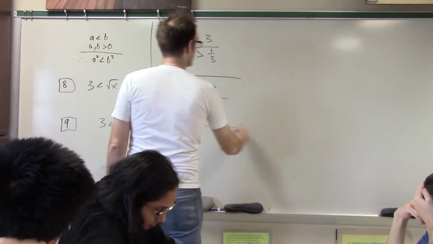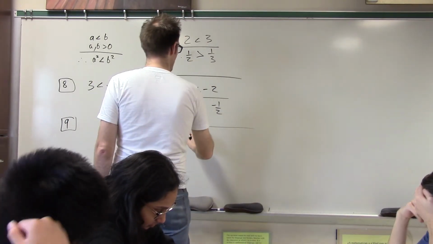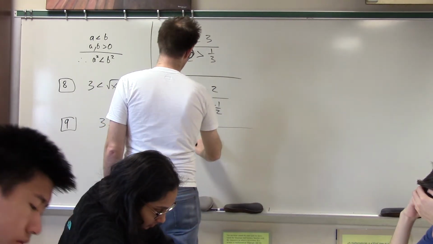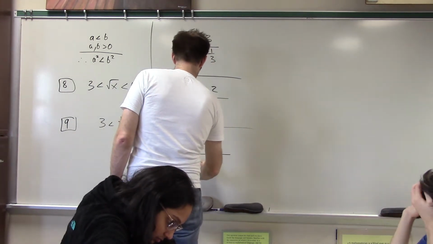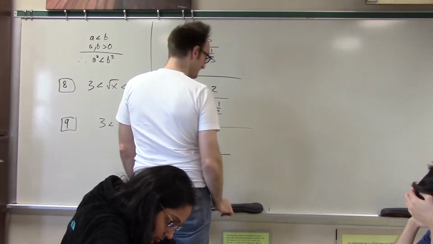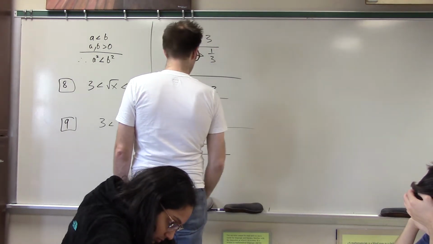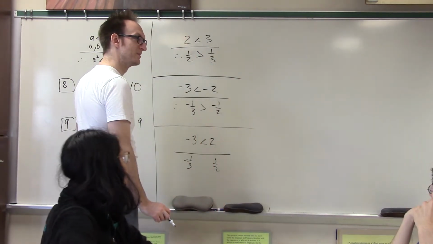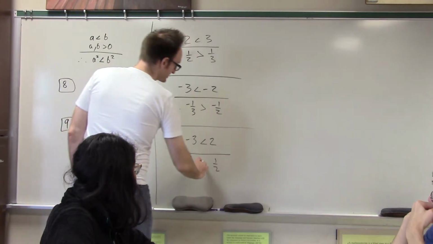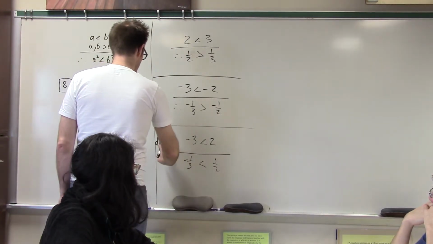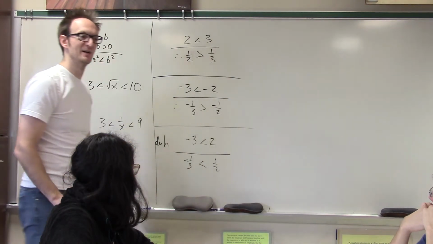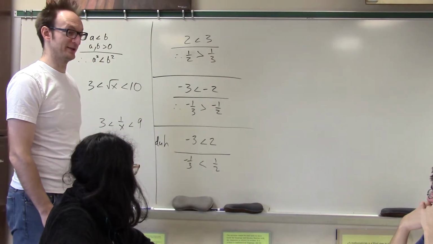Everyone cool with this? Yes. All right. What if I do -3 is less than 2? What is now the relationship between -1/3 and 1/2? Keep the -1/3. I mean, this one's kind of just a duh. Every negative number is less than every positive number.